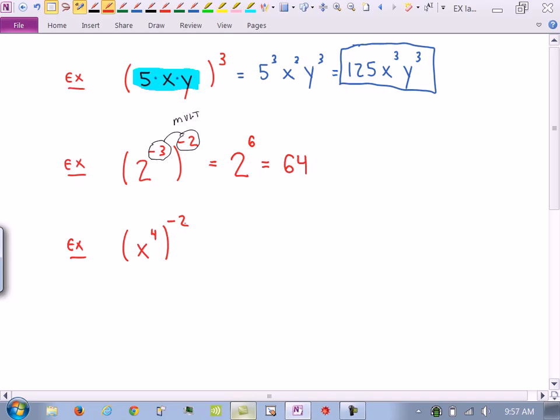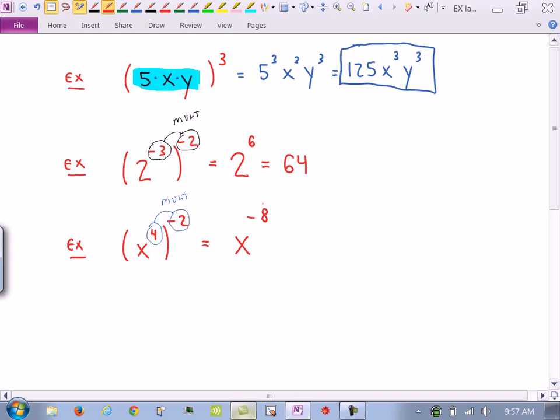So is this property 4 or 5? 5, power to power, right? So anytime we have power to power, we multiply the powers. So what I'm going to do here is take a look at that 4, the negative 2. I'm going to multiply them, right? What is 4 times negative 2? Negative 8. Don't raise it, right? You're multiplying. So this will be x, the base stays the same, but now it's to the negative 8.